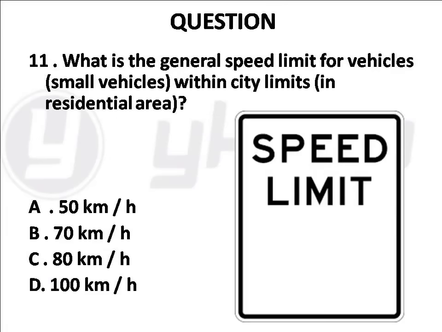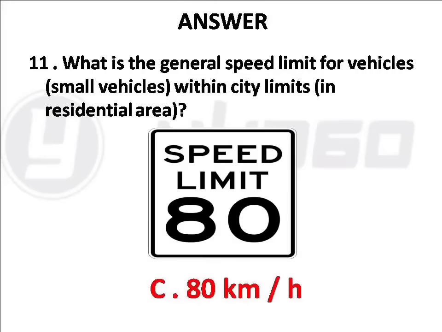Question number 11. What is the general speed limit for vehicles, small vehicles, within city limits, in a residential area? The options are: A, 50 kilometers per hour; B, 70 kilometers per hour; C, 80 kilometers per hour; D, 100 kilometers per hour. The answer is option C, 80 kilometers per hour.